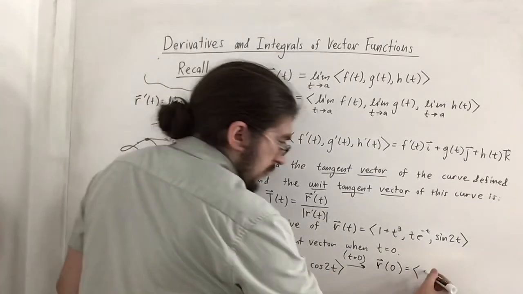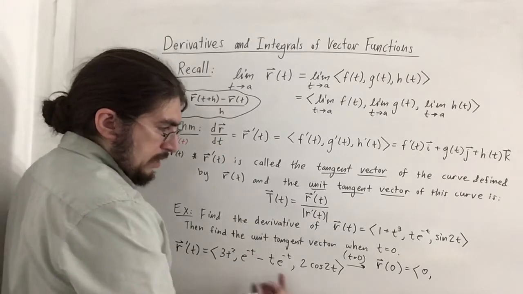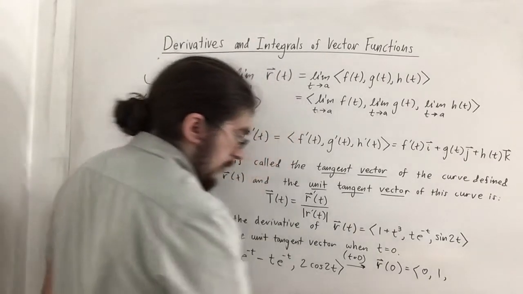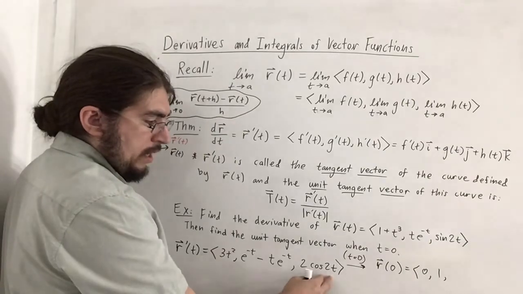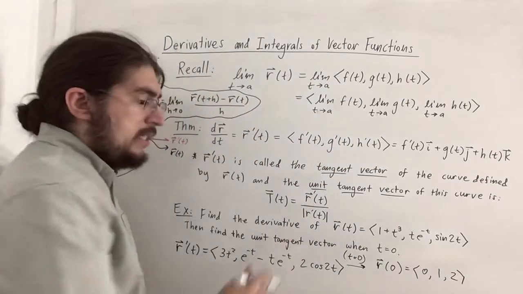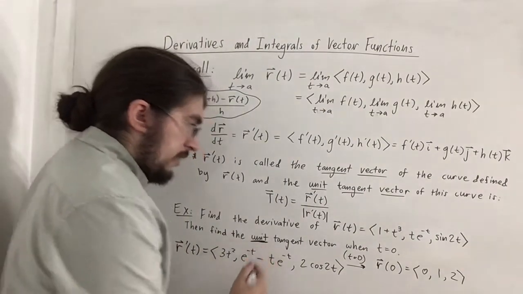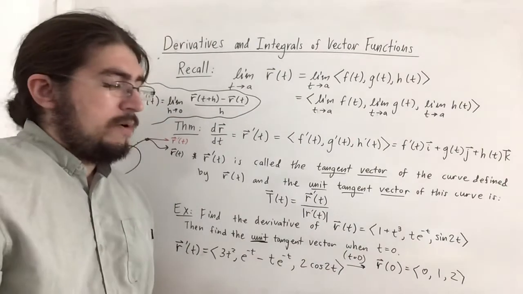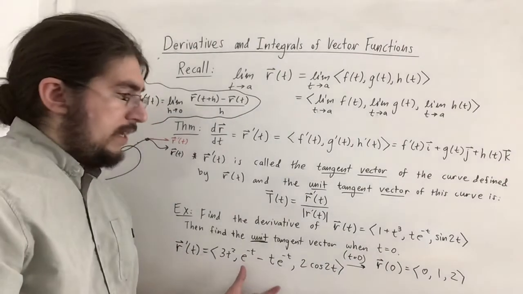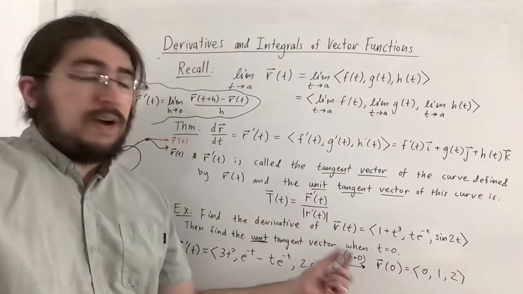which is 0 for the first component. And that's going to be e to the negative 0, which is 1, minus 0, so it's 1 for the second component. Cosine of 0 is 1, so this is 2 times that, so it's this. Now notice that this vector here is not a unit vector, so to find the unit tangent vector, this is just the tangent vector when t is 0. And this is a tangent vector for any value of t.